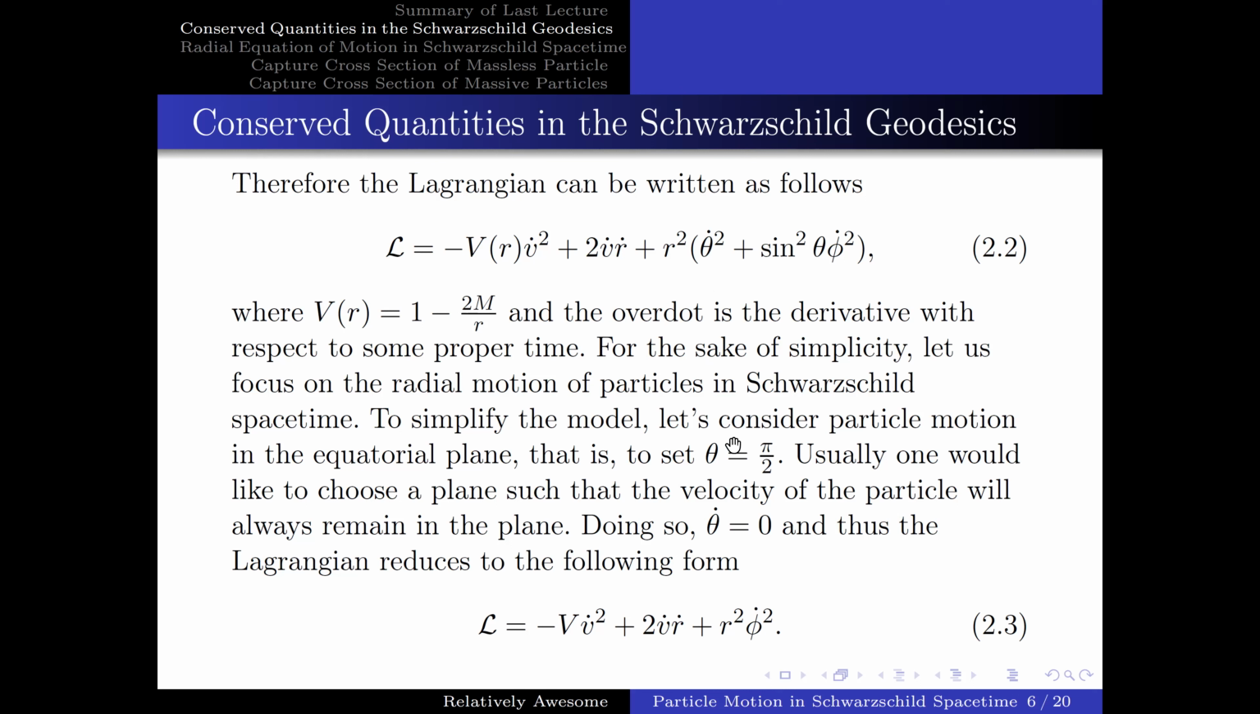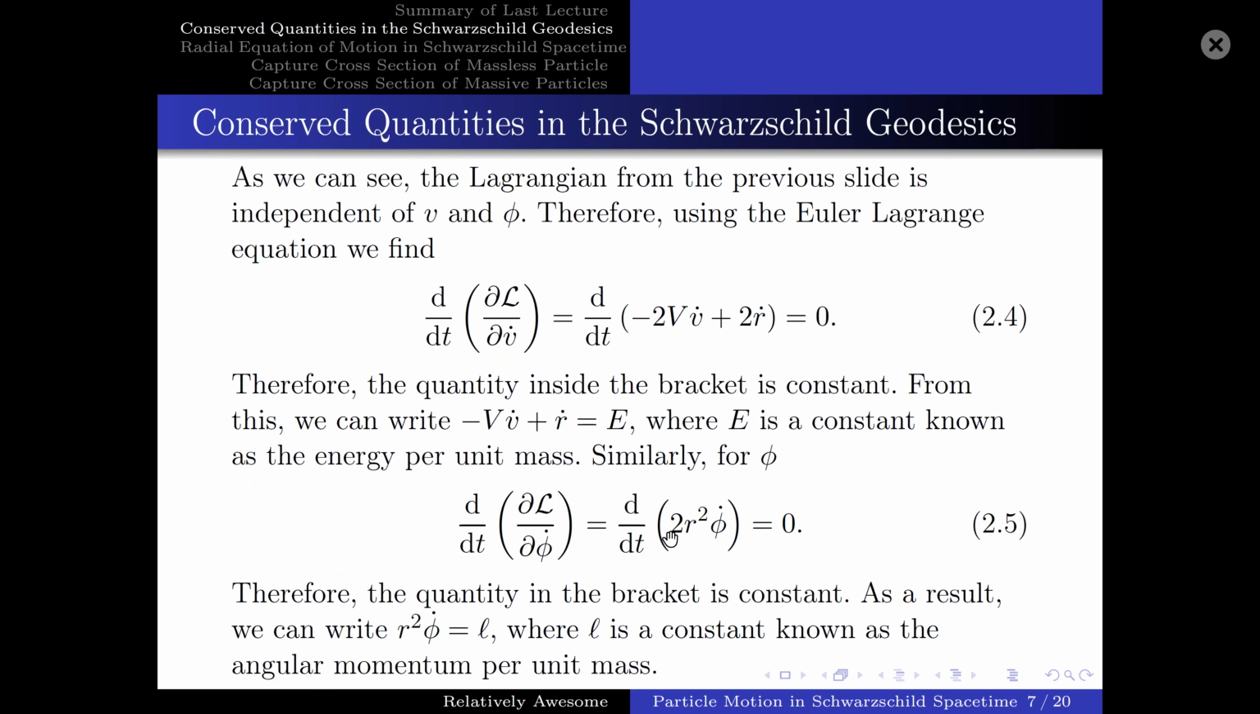To simplify the model, let's consider a particle moving in the equatorial plane, that is, set theta equal to pi over 2. Usually, one would like to choose a plane such that the velocity of the particle will always remain in the plane. Doing so, we find that theta dot is equal to 0, and thus the Lagrangian reduces to the following form. As we can see, the Lagrangian is independent of v and phi, and therefore has some conservation properties.